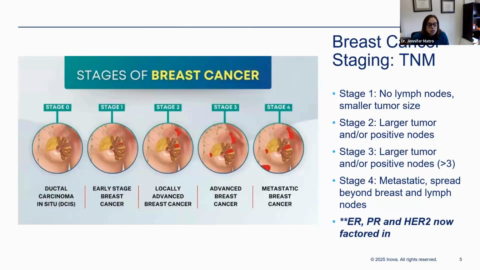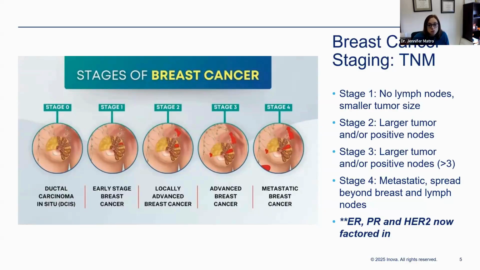So DCIS or stage 0, this is really a precancer. These cells are confined within the duct and don't have the ability to spread. So when we offer medicine or treatment to patients with DCIS, it's really to get rid of the DCIS that's there, and then the medicines are used to prevent new cancers forming within the breast, but not to prevent spread of the disease because the cells don't have the ability to do that.